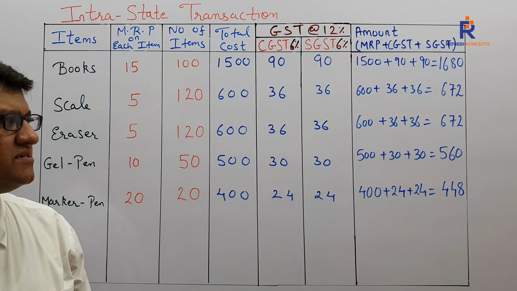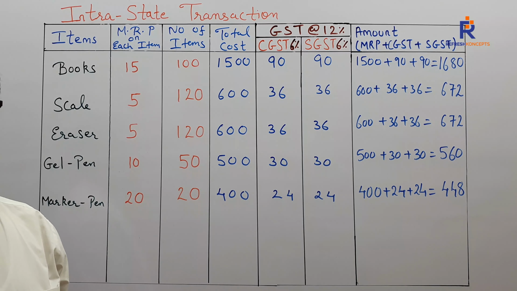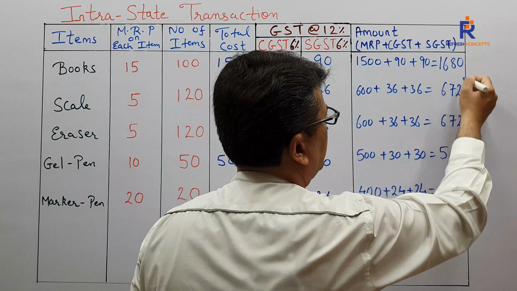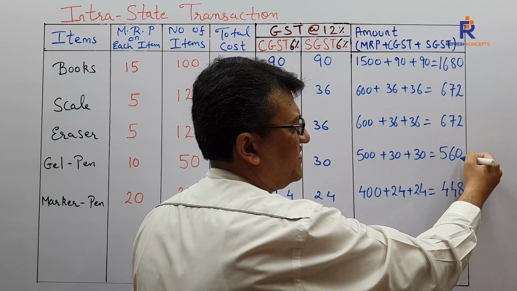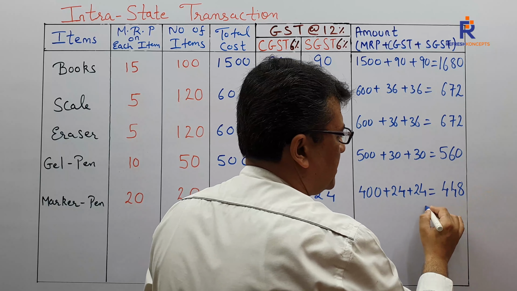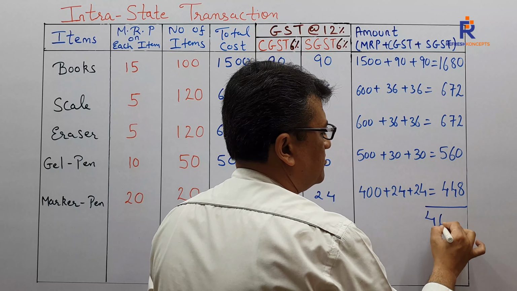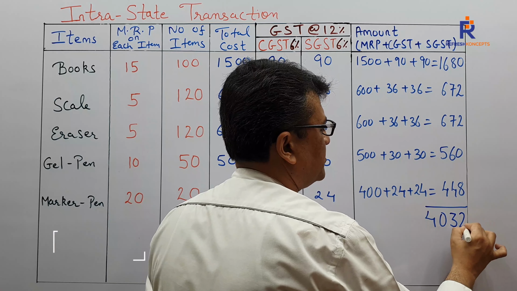Our sum is done. So what will be the total amount if you want to add it up? The total amount shall be 1680 plus 672 plus 672 plus 560 plus 448. When you sum it up, your answer is 4032.